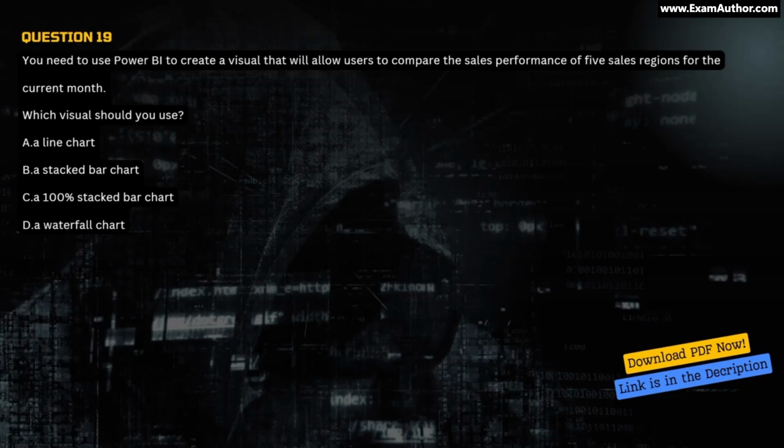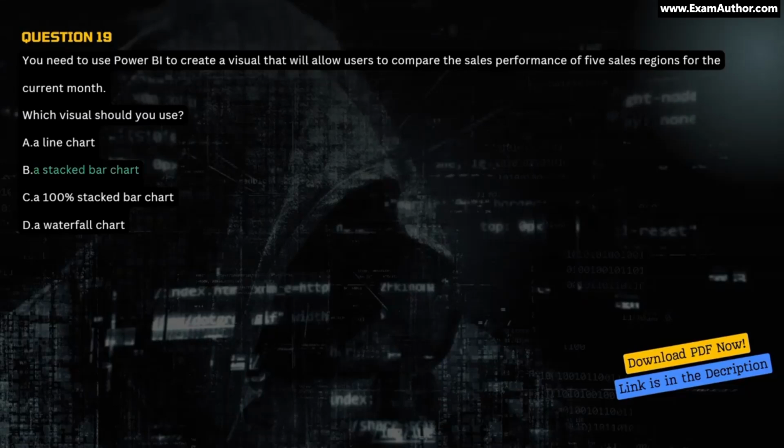Question 19. You need to use Power BI to create a visual that will allow users to compare the sales performance of 5 sales regions for the current month. Which visual should you use? A. A line chart. B. A stacked bar chart. C. A 100% stacked bar chart. D. A waterfall chart.